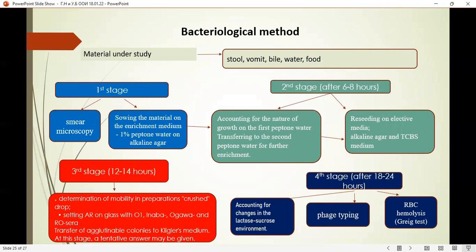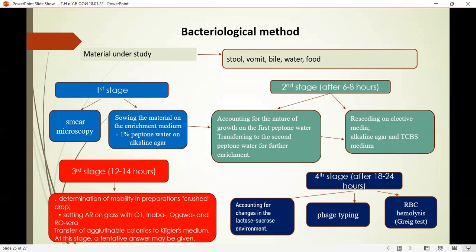Material research is carried out according to the following scheme. Stage 1 includes microscopy of smears from pathological material, such as Gram stain, fuchsin, and the crushed drop preparation. Sowing the material on the enrichment medium, 1% peptone water. Sowing the material on alkaline meat-peptone agar and differential selective media such as TCBS, TTGA, etc. Stage 2 is carried out in 6-8 hours.